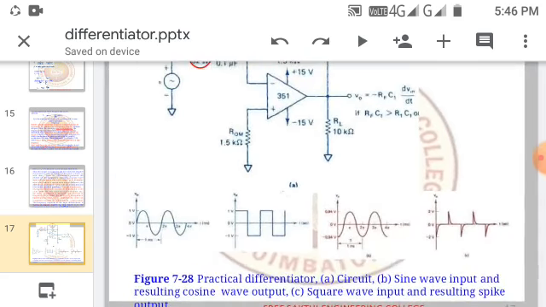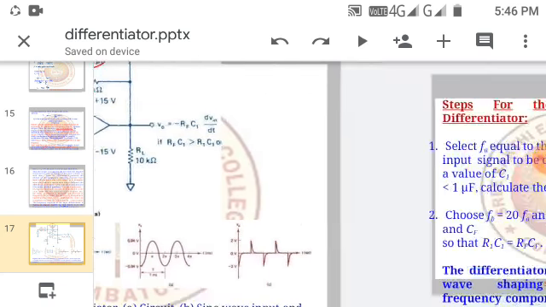Similarly, you can give the input of a sine wave and you will get a cosine wave, and if you give the input of a square wave, we get the spikes at the output of the differentiator. So you can compare the sine wave with its output, and the square wave with the output of spikes. So the differentiator can be used as a high pass filter.